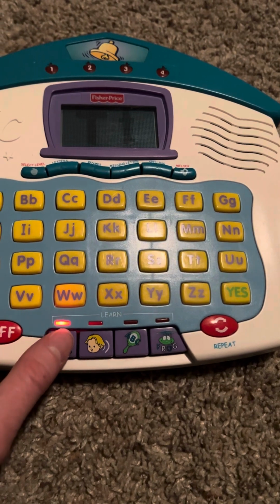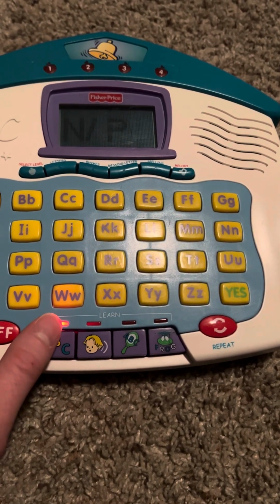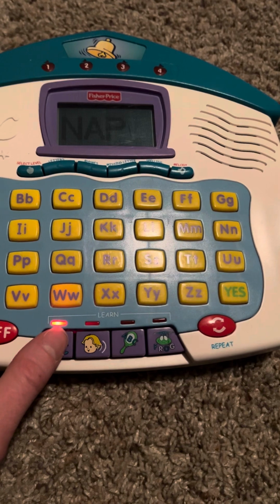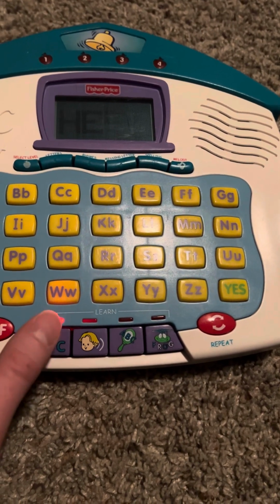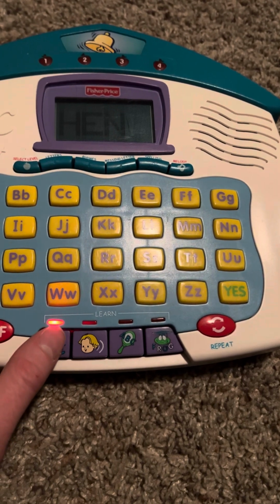This is the letter T. A is the middle letter in the word nap. P is the middle letter in the word ape. N is the last letter in the word hen.